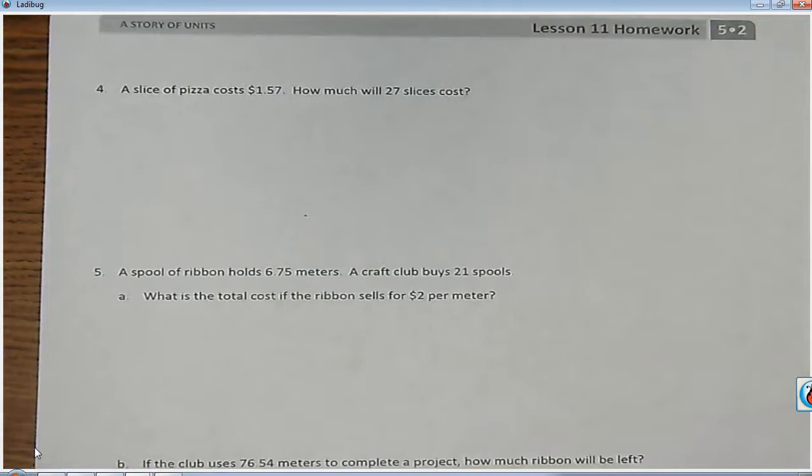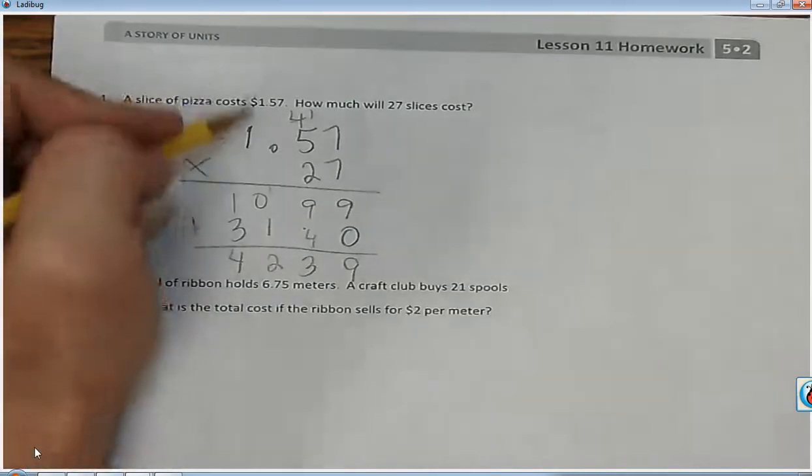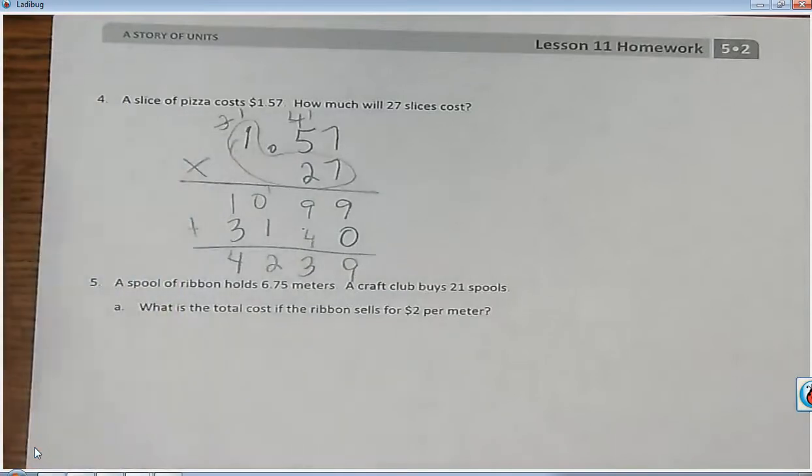Okay, so try number 4 on your own and then check back. All right, so let's figure out where the decimal point should go. Well, I can think of it a few ways. I have $1 times 27 would be $27. So it needs to be something with tens and ones.